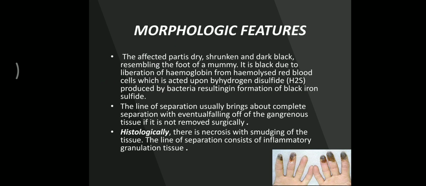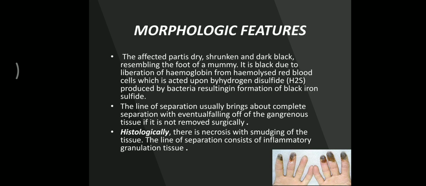Morphologically, dry gangrene is a dark black color, which resembles the foot of a mummy. This black color is because of the liberation of hemoglobin from the hemolyzed RBCs, which is acted on by hydrogen sulfide, producing black iron sulfide.